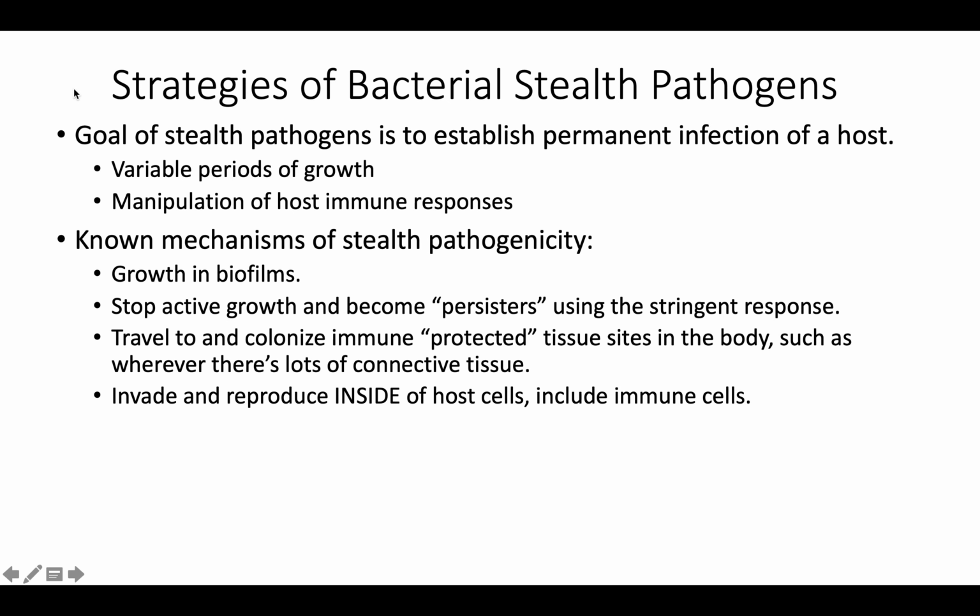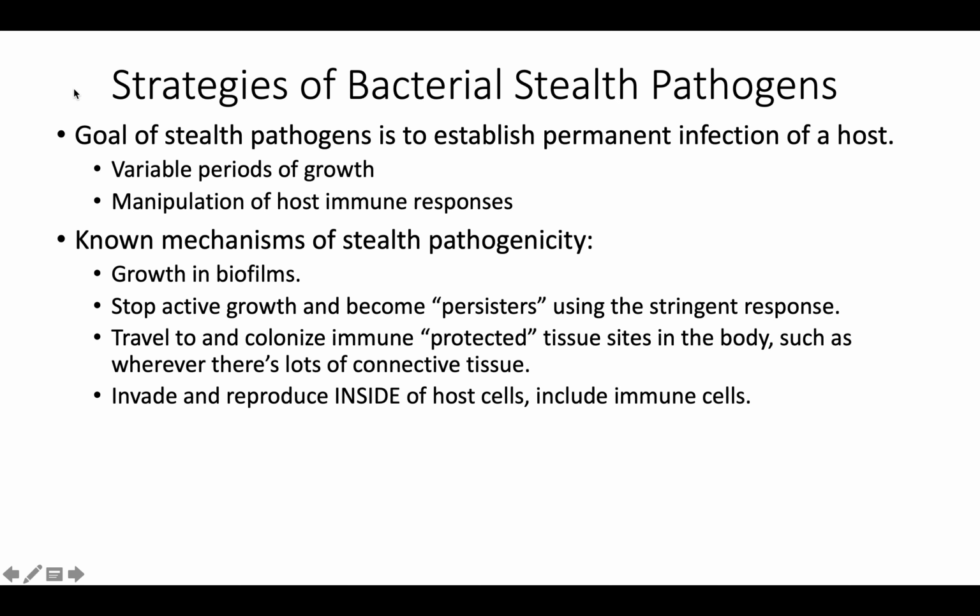So these are the strategies of the bacterial stealth pathogens. Basically, they establish permanent infection. They like the host. They're happy just to stay in many of the cells of the host and live there. They will have periods of growth, and they manipulate the host immune responses. Some of the ways in which these stealth pathogens work is, first, they grow in biofilms. Many times you'll see these guys growing in biofilms.